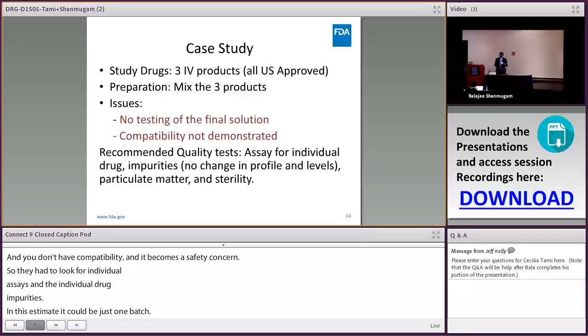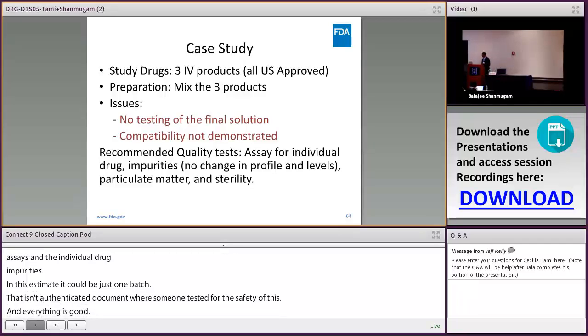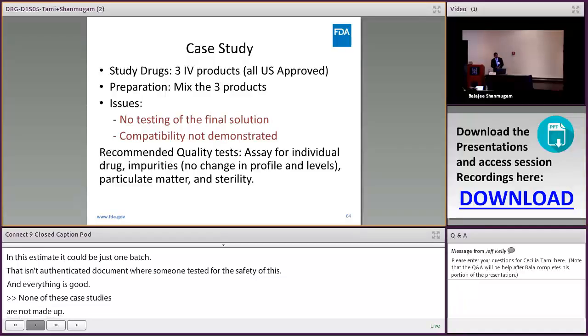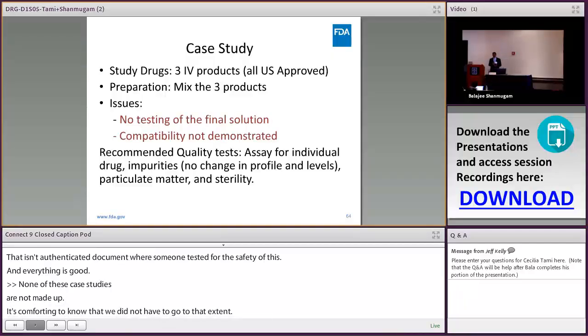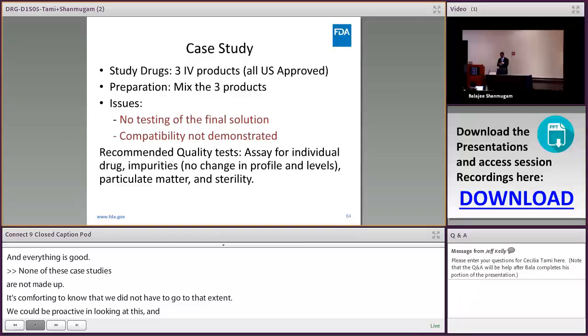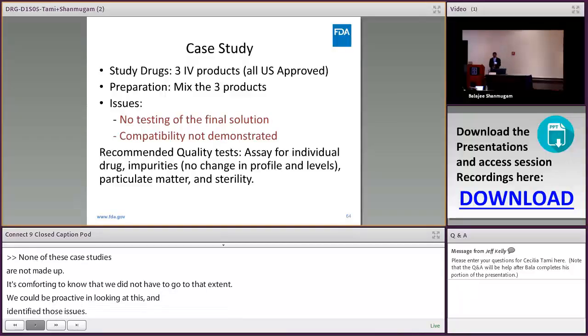I believe none of these case studies that I presented, these are all real, not made up, none of them actually went into hold. So it's really gratifying to know that we didn't have to go to that extent because the sponsor was also responding. So we could be proactive in looking at this and identify those issues where it could escalate into a hold issue. We really do appreciate when the sponsors get back in a timely way saying, FDA, here is what you asked for, here it is. And so then we can make a decision.